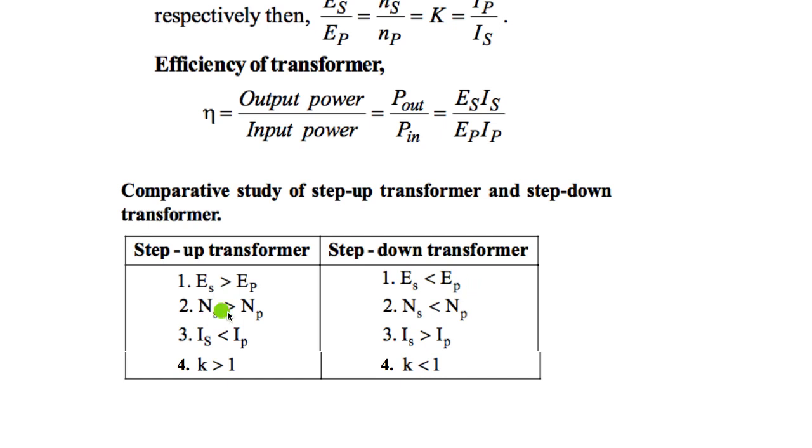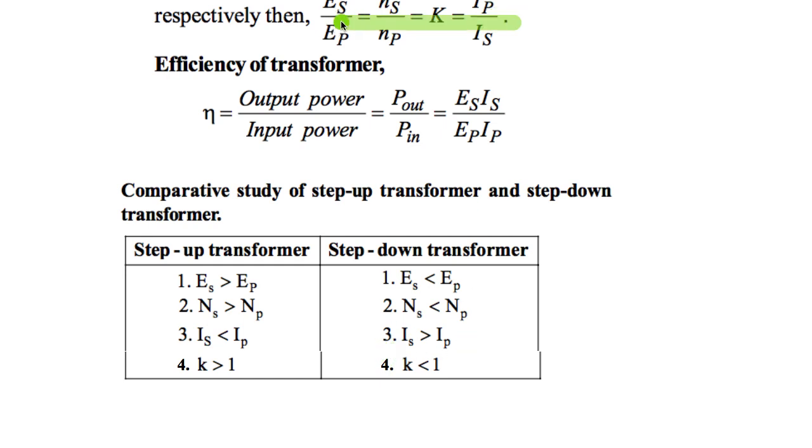Next, the number of turns in the secondary should be greater than the primary in the step up. In the step down, the number of turns in the secondary should be less than the number of turns in the primary. But current is reversed here. In the step up, the current in the secondary is less compared to the current in the primary. But in the step down transformers, the current in the secondary is more compared to the current in the primary.